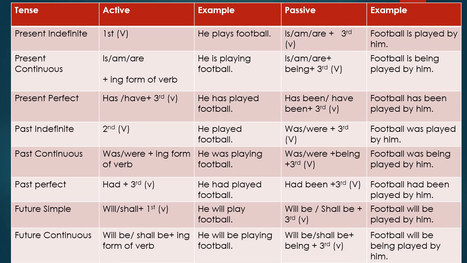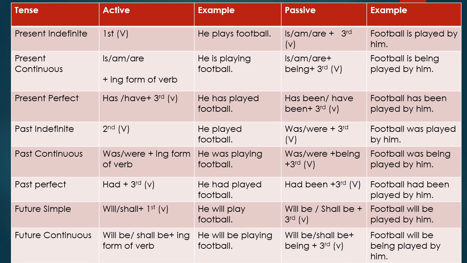Present continuous tense. In active voice sentence structure we use is, are, am plus ing form of verb. But in passive voice we use is, am, are plus being plus third form of verb. For example, he is playing football. Football is being played by him. Present perfect tense. We use has, have plus third form of verb in active voice, but in passive voice we use has been, have been plus third form of verb. For example, he has played football. Football has been played by him.